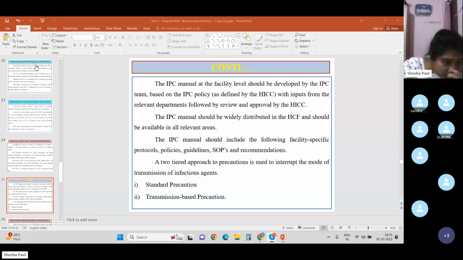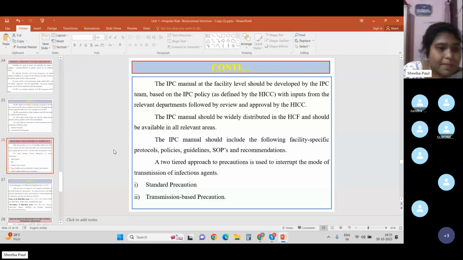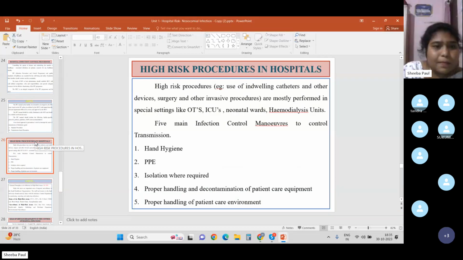Then moving on to the next slide, that is high risk procedures in hospital. So when we talk about high risk procedures in hospital, just a minute, I have some kind of issue in displaying my slides. Yeah. So high risk procedures in hospitals. The example is use of indwelling catheters and other devices. Surgery and other invasive procedures are mostly performed in special settings like OTs, ICU, neonatal wards, hemodialysis units.